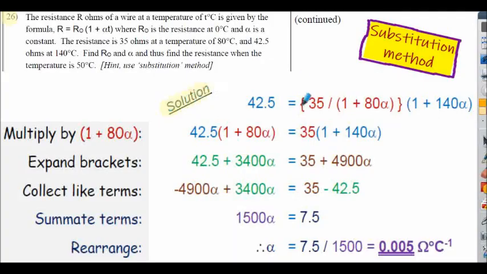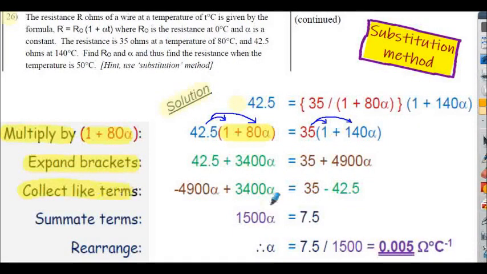Solution continued. Just repeated this line for convenience from the previous slide. So solution, we're going to multiply both sides by 1 plus 80 alpha. So from this top line here, multiplying both sides by 1 plus 80 alpha, we produce this line. On next line, we simply expand the brackets. Then we collect like terms together. So I have all the alpha terms on the left hand side. So I've subtracted this term from both sides of the equation over here. I subtracted this constant from both sides of the equation. On next line, we summated the terms, left hand side, right hand side.